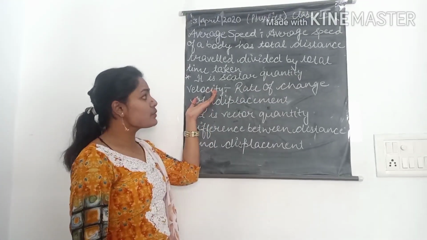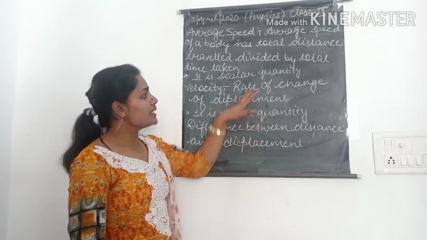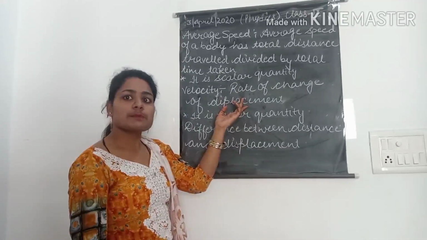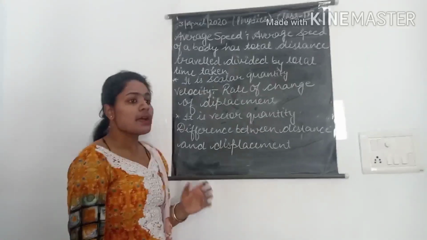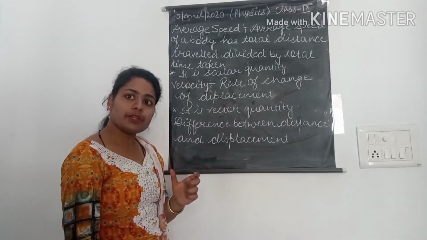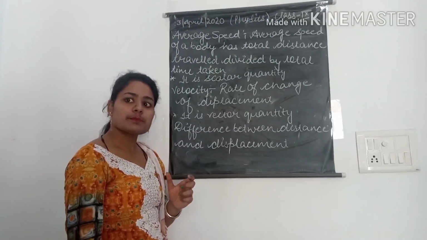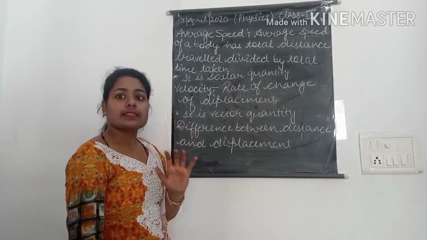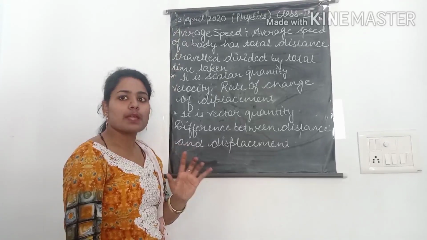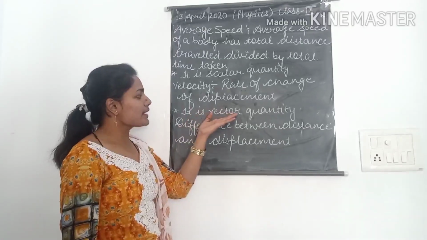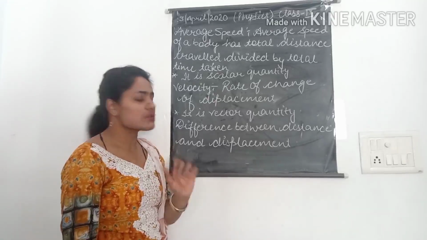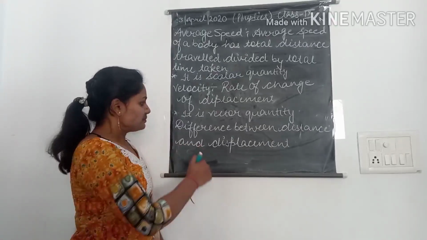My next topic is velocity. Velocity is the rate of change of displacement. You know what is displacement? Displacement means shortest distance between initial and the final position. We do not take the path followed by the object. It is a vector quantity. Vector quantity means it carries magnitude as well as direction.